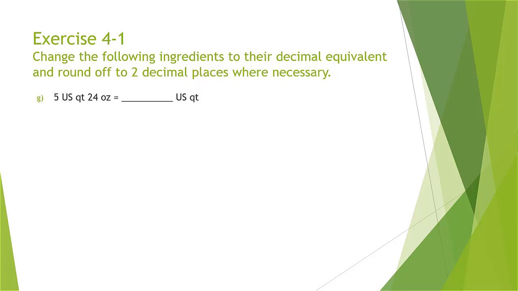Moving on to our next question, 5 U.S. quarts and 24 ounces. Looking to put that into the decimal equivalent in U.S. quarts. Again, you're right, 5 decimal something. What's the relationship between ounces and U.S. quarts? Those of you who said 32 are correct. 24 of the ounces that we have now divided by the 32 ounces in a U.S. quart gives us decimal 75. That's 3/4 for those of you playing along. And when we combine those two, we get a final answer of 5 decimal 75 U.S. quarts.